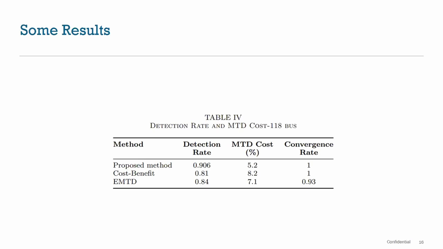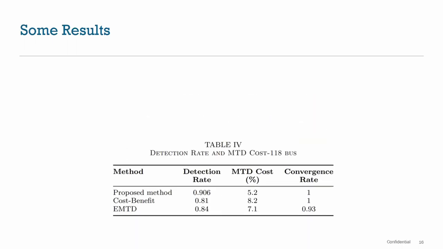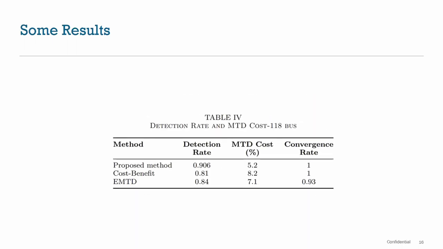When I have a line outage in my system, what happens? How can my proposed MTD method manage that line outage? This cost-benefit method, from one of my previous co-authors, collaborators, reached one. Why has it reached one? Why has it not discussed self-healing? Because it is for DC grid, and it yields lower detection rate and cost. You see this one. Since it is for DC, when it's implemented for AC, the cost is substantially increased. But it is able to yield convergence rate one when we have a contingency.